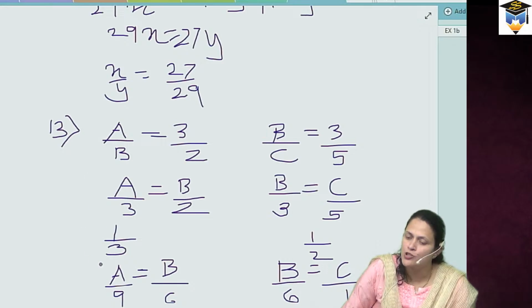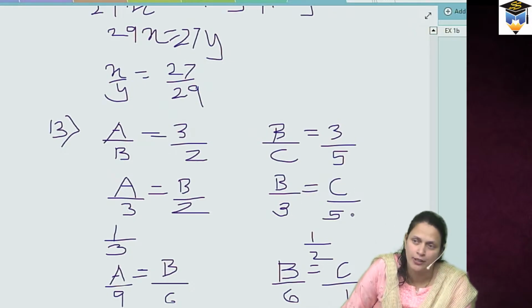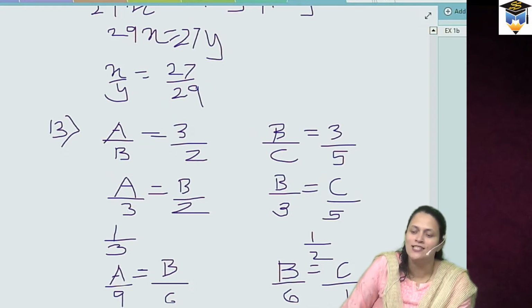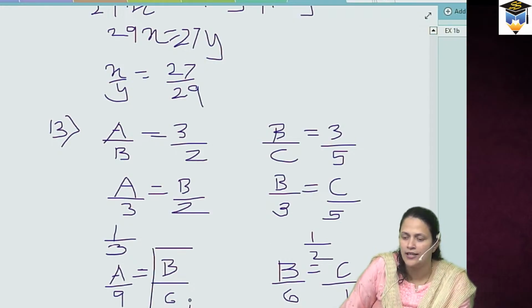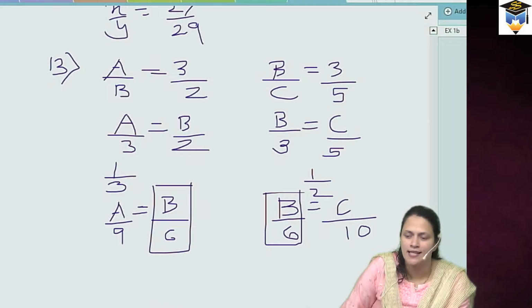By multiplying first ratio by 1 by 3, what did I do? I got B upon 6 in the first ratio. In the second ratio, I multiplied both sides by 1 by 2. So I got B upon 6 is equal to C upon 10. Now tell me this value and this value, are they equal? What is the meaning of that? Value of A is 9, B is 6 and C is 10. Correct? So the ratio is 9 is to 6 is to 10.